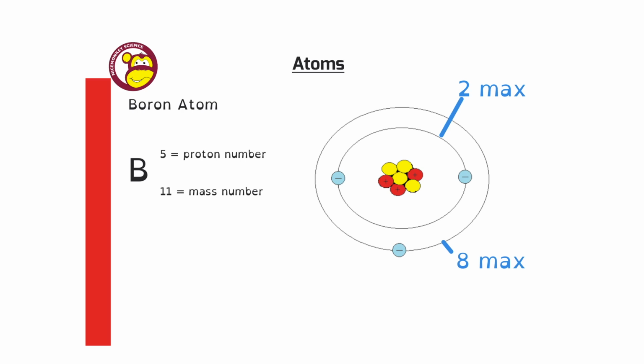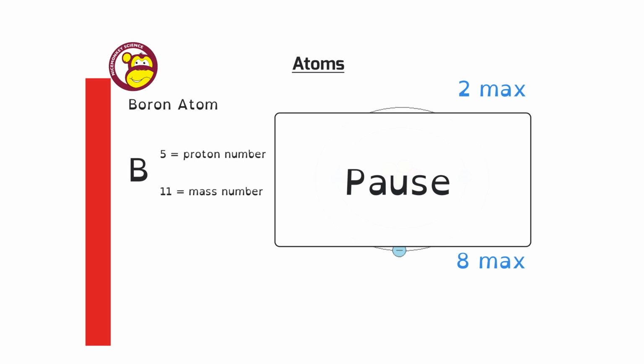Let's try with another atom, this time boron. Boron has a proton number of 5 and a mass number, atomic mass, of 11. Why don't you have a go now? Find yourself some paper, pause the video and see how you get on drawing a boron atom. Have you done? Let's see how you got on.